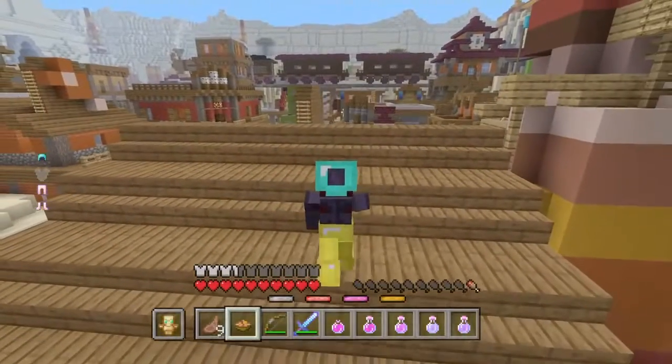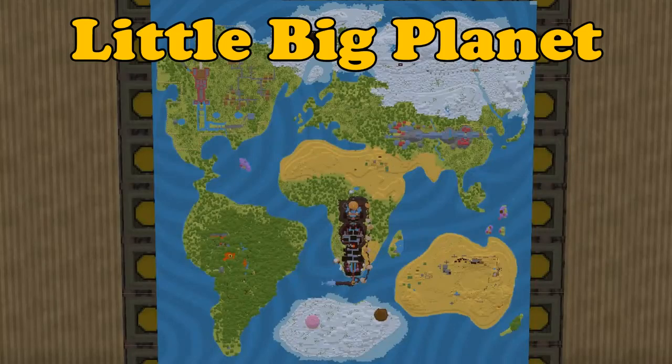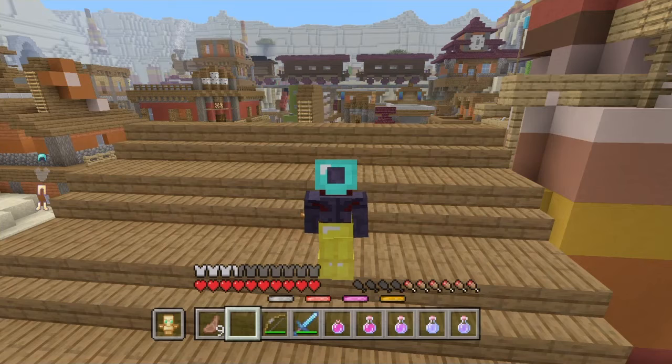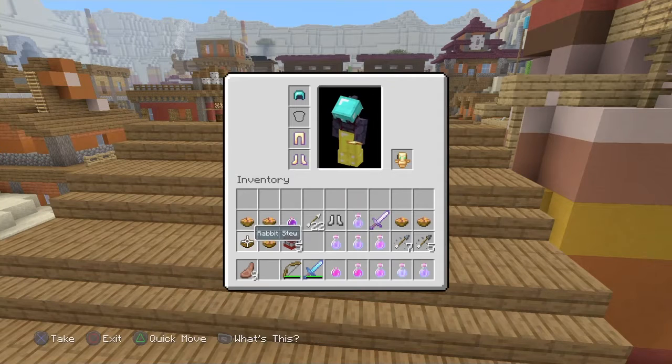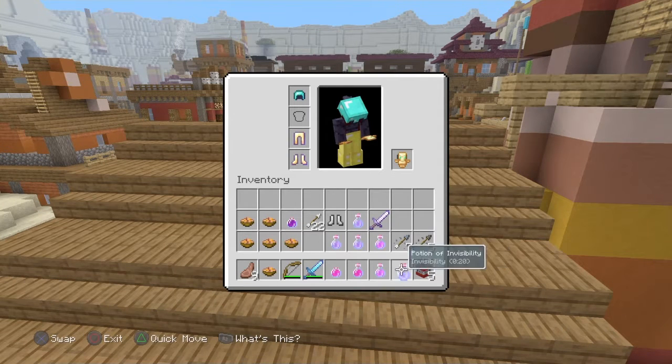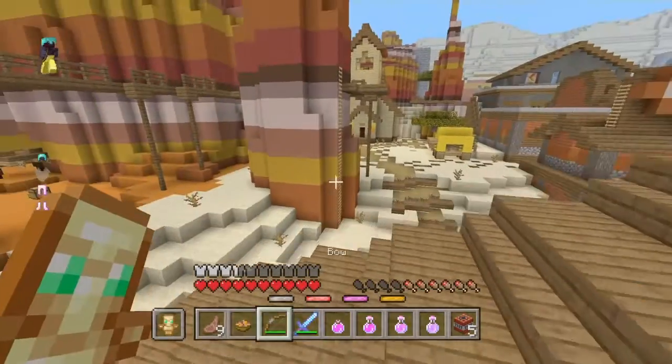The next mashup world in the timeline is Little Big Planet, and the reason why Little Big Planet is in this spot is because the original Little Big Planet game came out in 2008. So the reason why it is in this spot is because of its release in 2008.